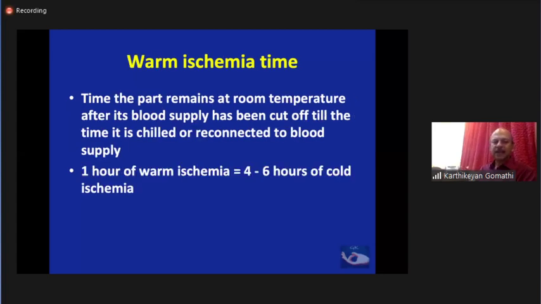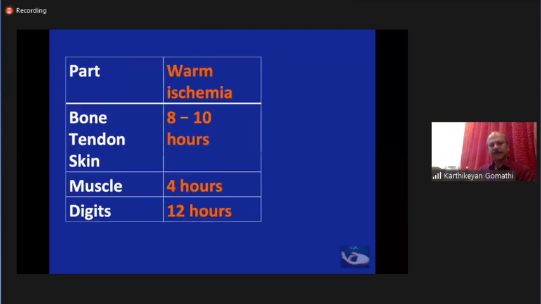Warm ischemia time is the time the part remains at room temperature after its blood supply has been cut off till the time it is either chilled or reconnected to blood supply. We must remember here that 1 hour of warm ischemia is equal to 4 to 6 hours of cold ischemia. So, if the time which is going to be taken to transport the patient is more, it is better to keep it under cold ischemia and reduce the warm ischemia time as far as possible.